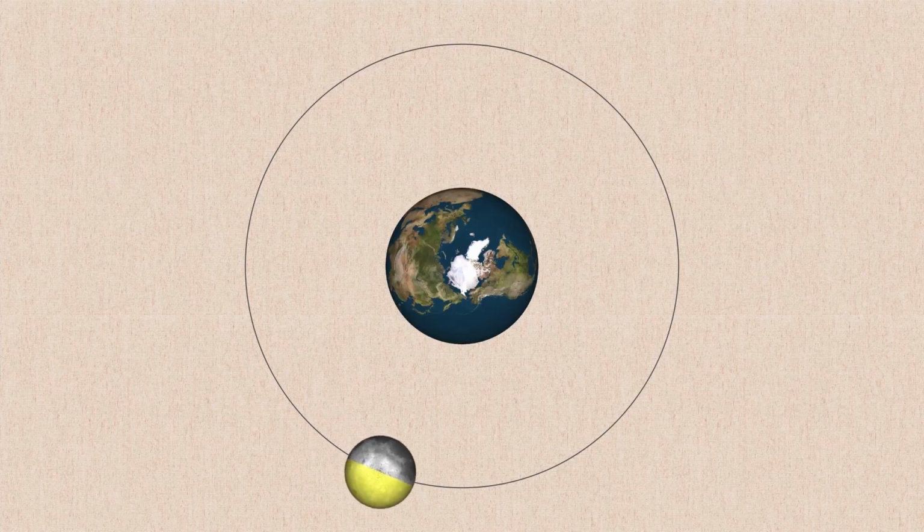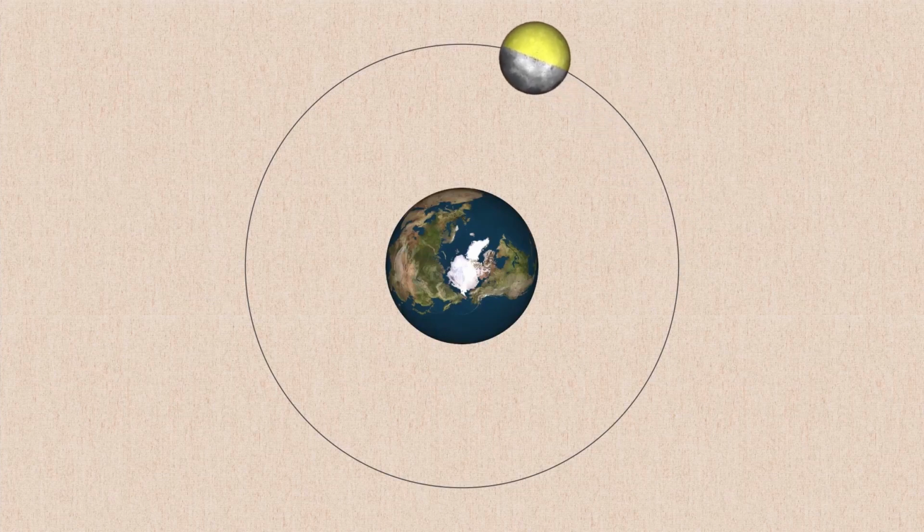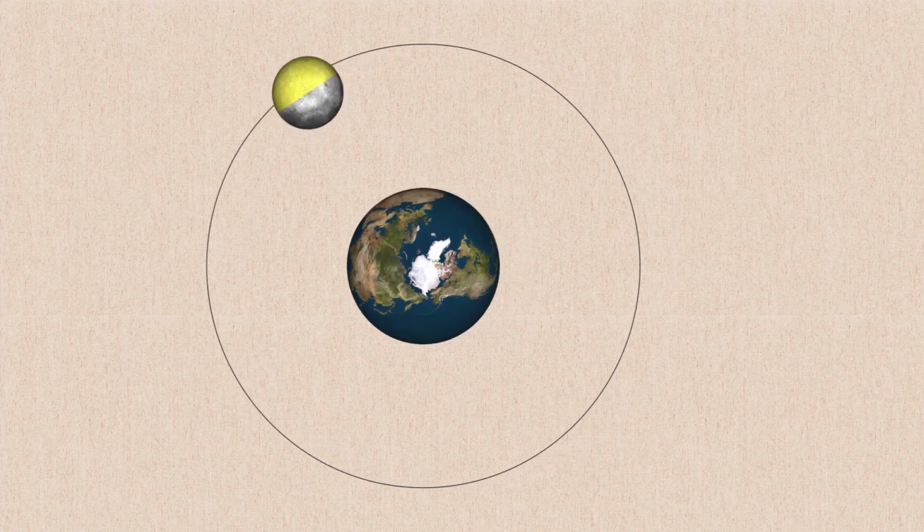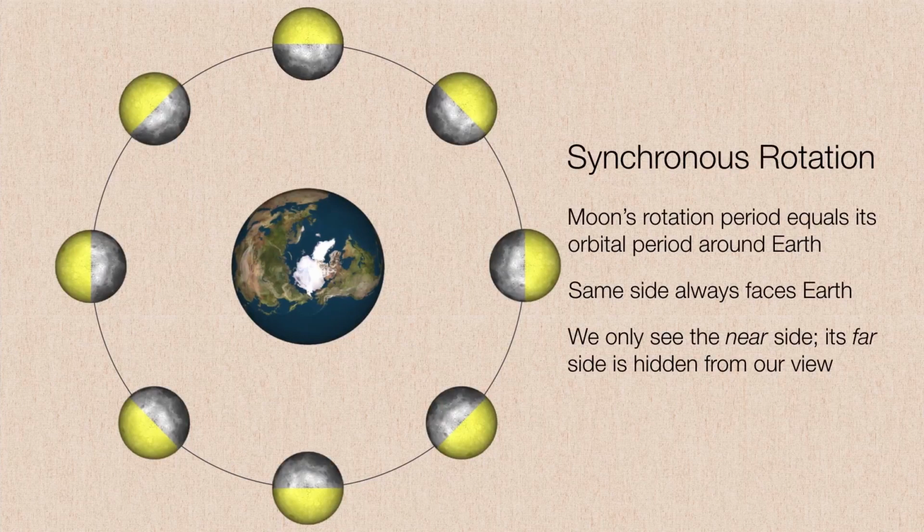So you see that as the moon is revolving around the Earth, the moon is also executing a single rotation on its axis, and this keeps the near side of the moon facing the Earth throughout the entire lunar orbit, and we call this type of rotation synchronous rotation. And it's for this reason that we always see the same side of the moon facing the Earth. Therefore, the far side, by definition, is forever hidden from our view.